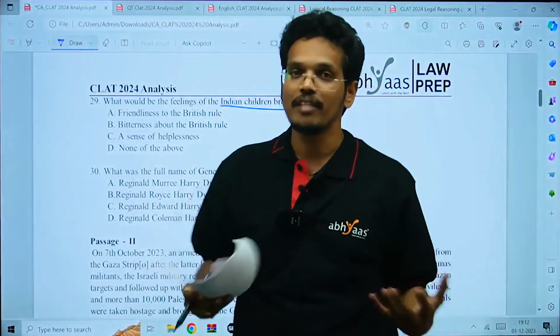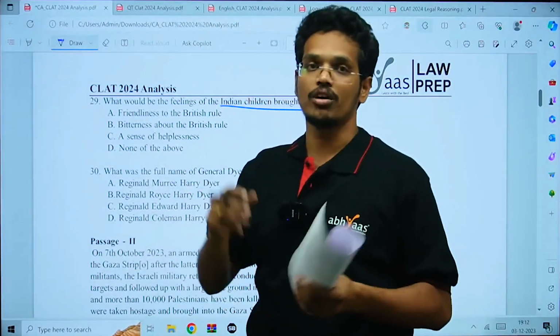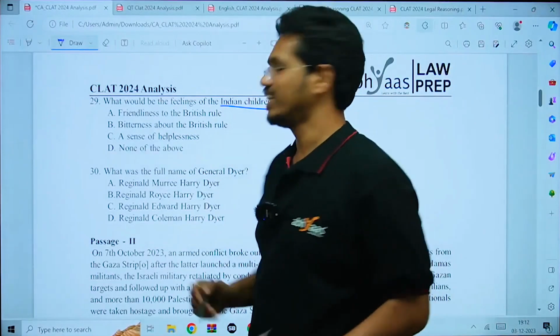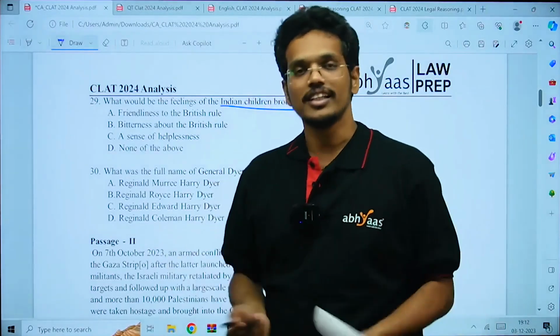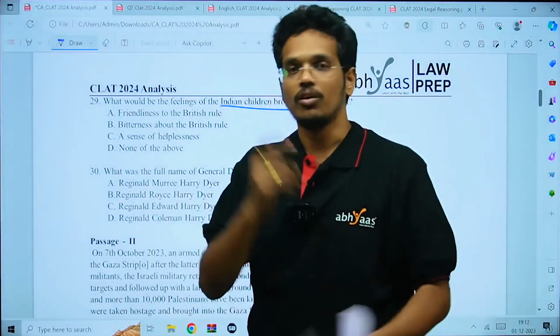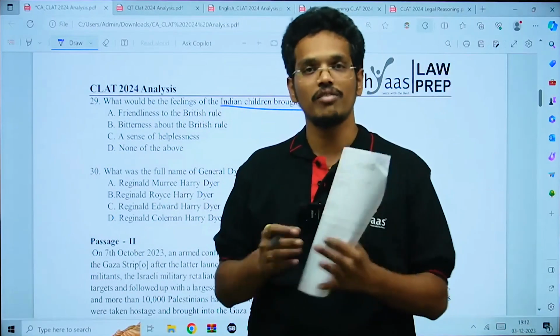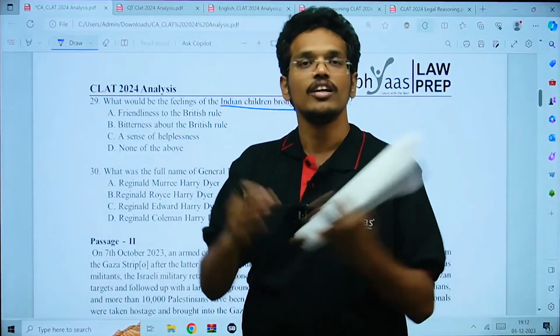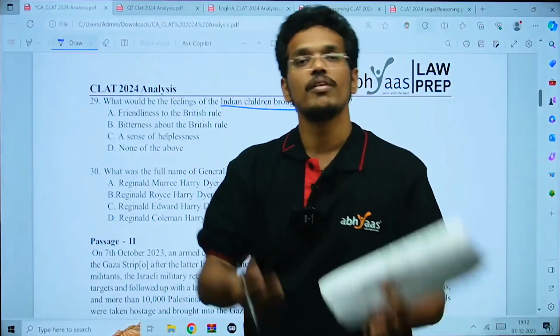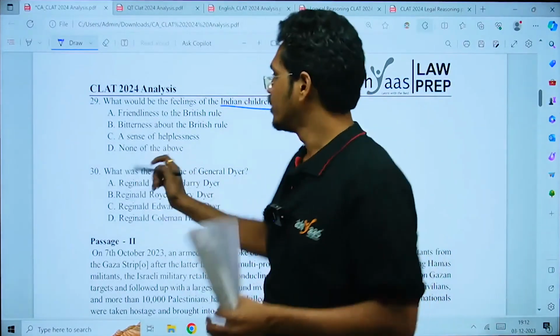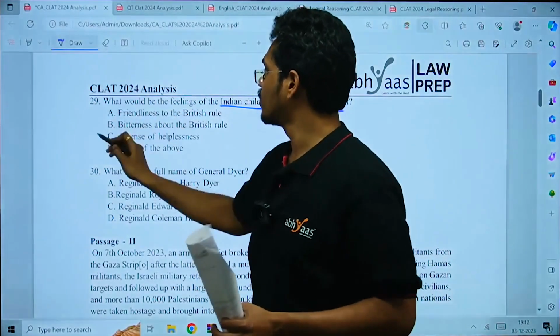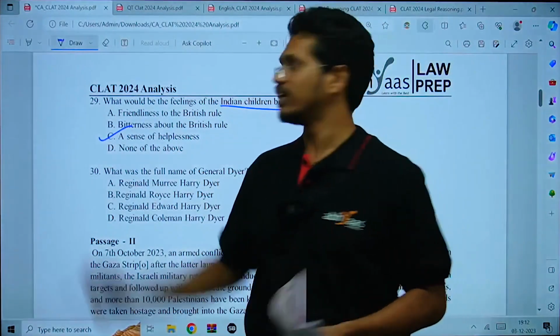So they are killing them, they are injuring them. It can be some sort of negative opinion. Option C, a sense of helplessness. The thing is, they have closed the doors. The only one entry or exit for the entire Jallianwala Bagh. They have closed everything, so they cannot escape from firing. So this would be the answer. A logical conclusion for this is a sense of helplessness.